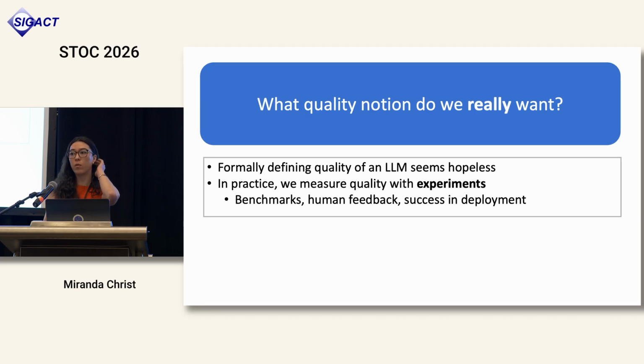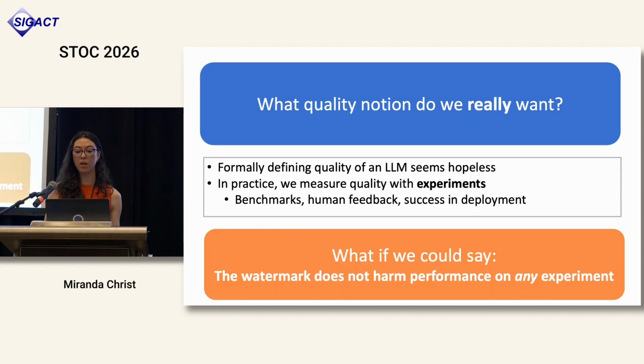But in practice, the way that we measure quality is often with experiments. So we'll have some efficient experiment that we run to measure quality, maybe by running benchmarks, using human feedback, or actually deploying the model and seeing how it does on tasks that we use it for. And so it's good enough to say that the watermark doesn't harm performance on any experiment, on any possible downstream task we could use the model for. For all practical purposes, this is the best quality notion that we could really ask for.